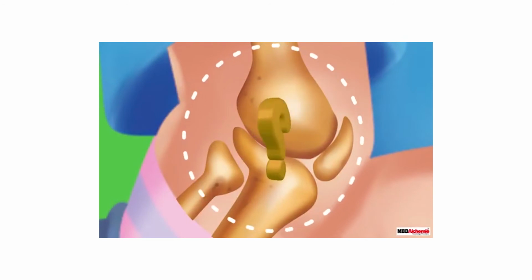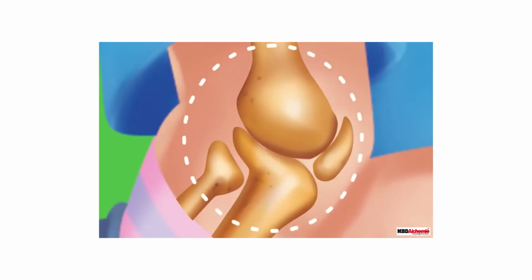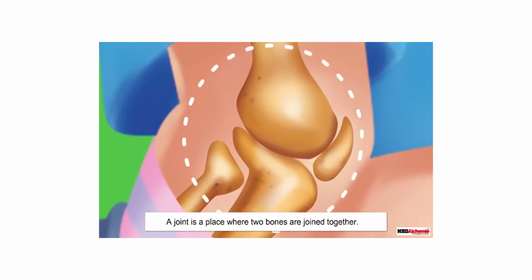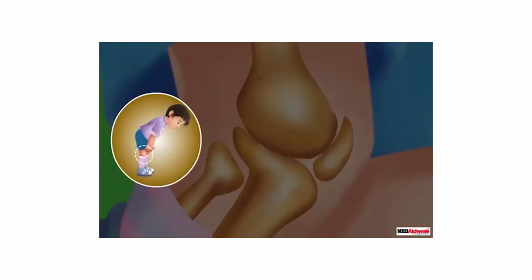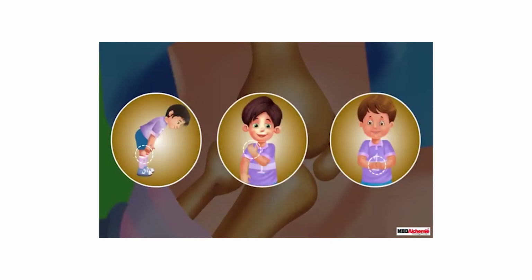Do you know what a joint is? Well, a joint is actually a place where 2 bones are joined together. Rest your hand against your knee, shoulder, or your fingers. You can feel your joints there.